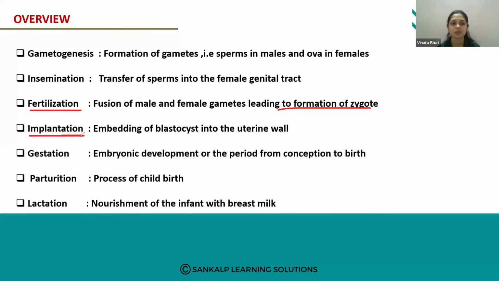Then implantation. What is implantation? Embedding the blastocyst into the uterine wall. The fertilized zygote continues its division. Mitotic division occurs and it becomes a blastocyst, and that blastocyst attaches to the uterine wall. That is called implantation.